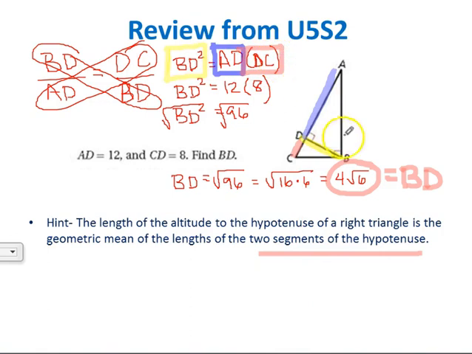So I color-coded that equation so that you could see. The altitude is in yellow, and it's always going to be the geometric mean of the segments of the hypotenuse that altitude intersects. That's our geometric mean pattern. I'm going to go on to the next slide, so if you need more time, go ahead and click pause.